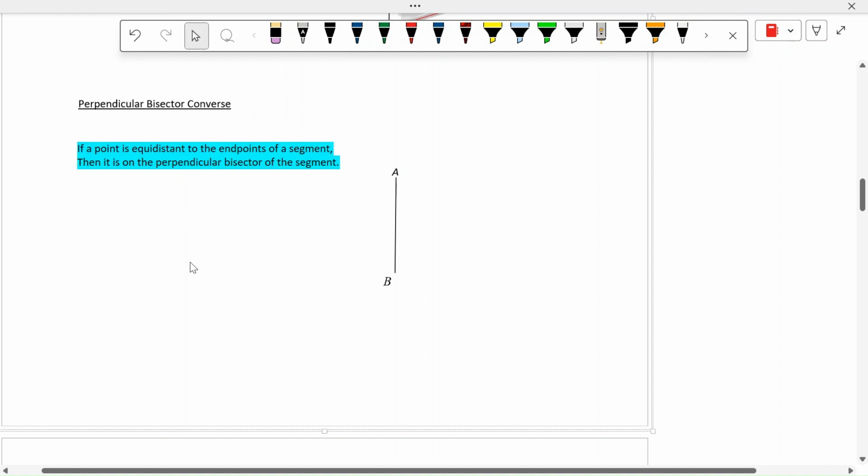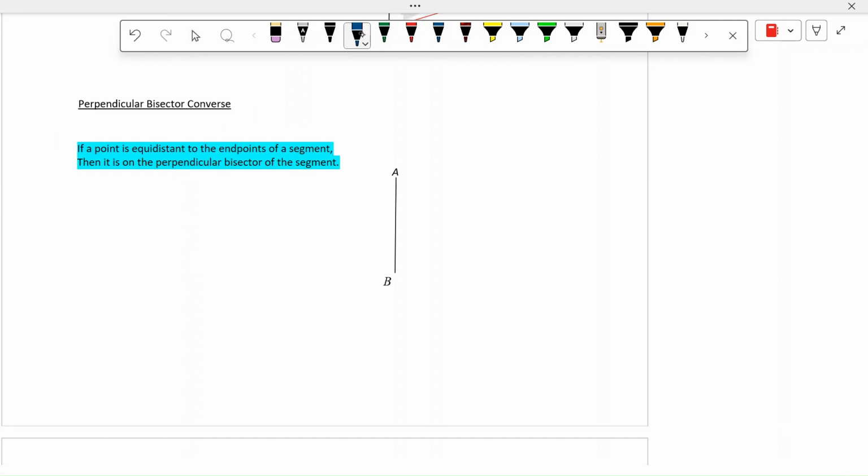So normally we reserve biconditionals for definitions. That's why we're not calling this just one single biconditional. What I'm saying here is if I have some point, like this point C right here, and if I know that BC is equal to AC, then I believe that point C is on the perpendicular bisector of segment AB.